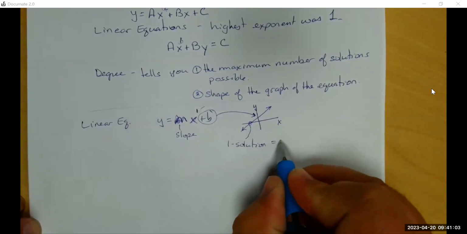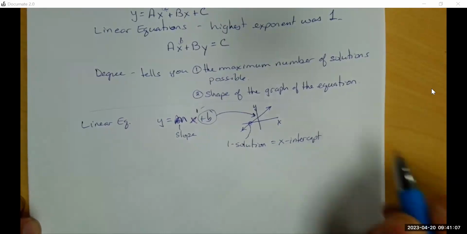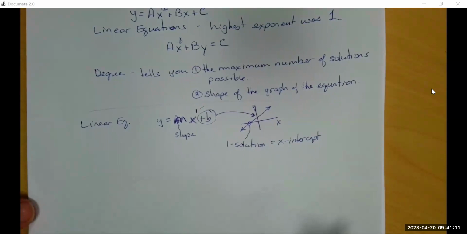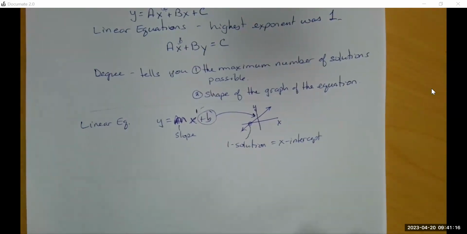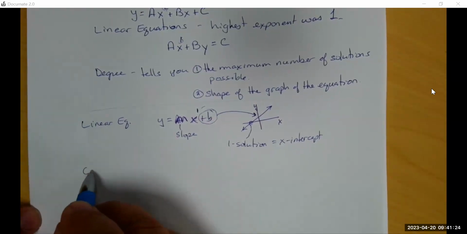Remember, solutions are called the x-intercept. It's where the line crosses the x-axis. So whenever we talk about solutions of equations, we're talking about how many times or where they cross the x-axis. So that's a linear equation.